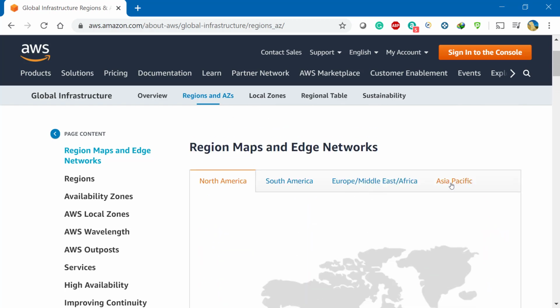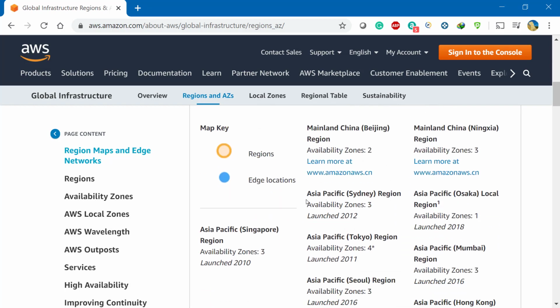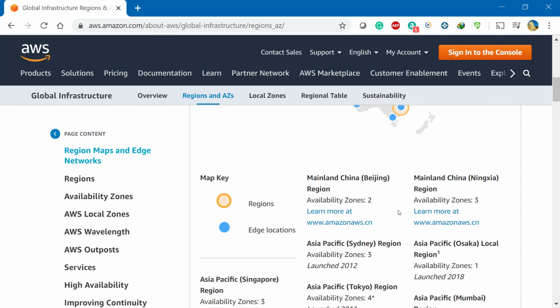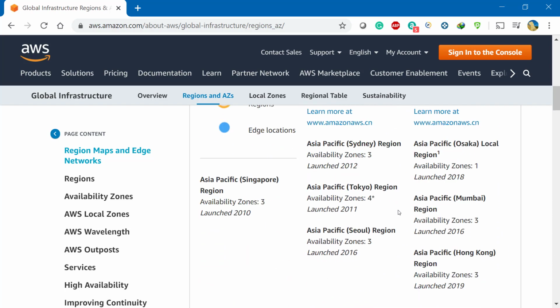Now if I move to Asia Pacific, you can see that there are some availability zones in India as well. In Mumbai there are 3 availability zones, and this region was launched in 2016. We get this information from here. This is the official information, and right now these are the things available in India or any other location. You can simply go there and check how many regions and how many availability zones there are. So this was for this video. Thank you.